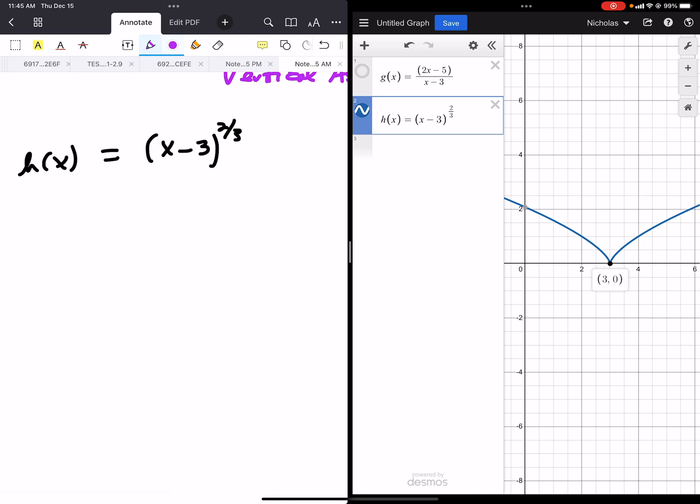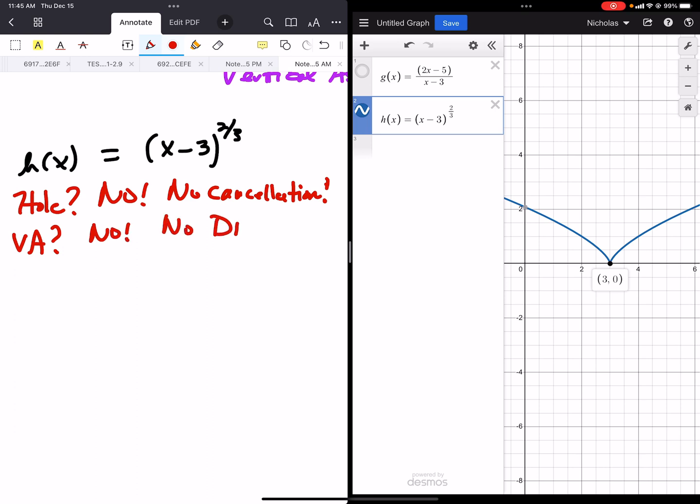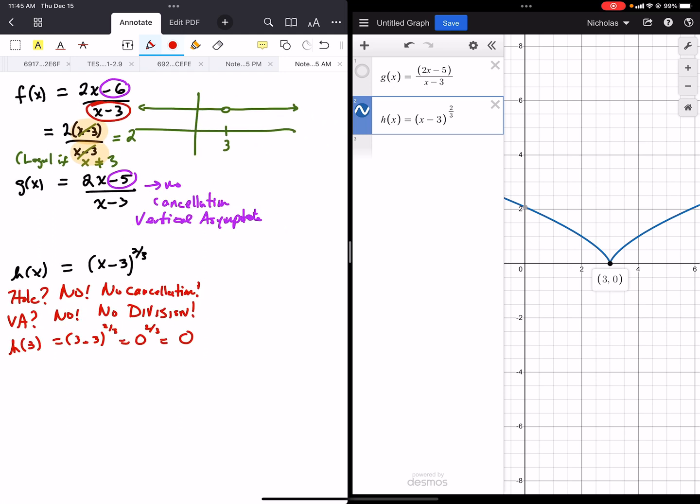There's no hole because there's no cancellation. There's no dividing of a common factor. Is there a vertical asymptote? No, because there's no division. If I evaluate h of 3, that's (3 minus 3) to the 2/3, which is 0 to the 2/3, and that's 0. I am not dividing by x minus 3, as I am in the other examples.